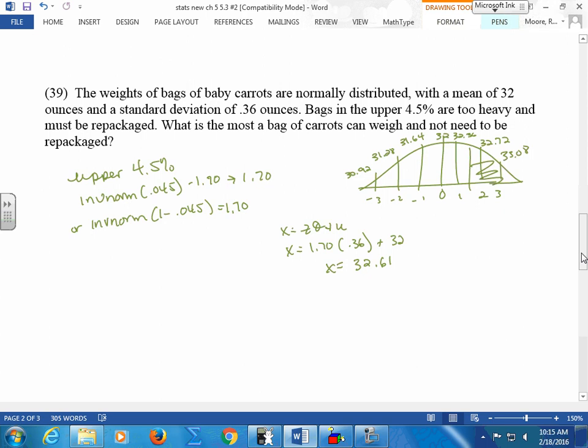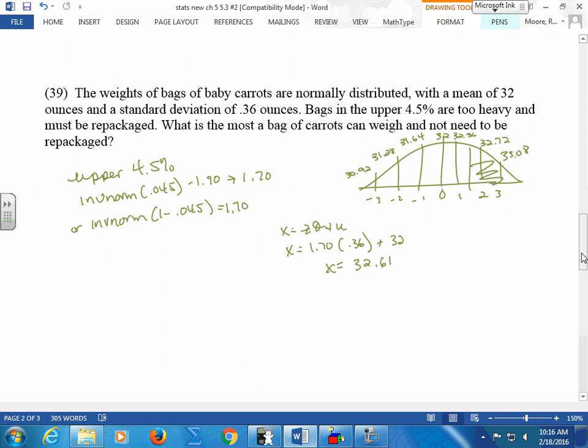So they take a look at this, the 4.5%. They want to know, where do I cut this off? Where do I allow this? How heavy should I allow this to be? So what is the most a bag of carrots can weigh and not need to be repackaged? The most it can weigh, it's got to fall beneath here. Once it falls into here, I have to repackage this guy.